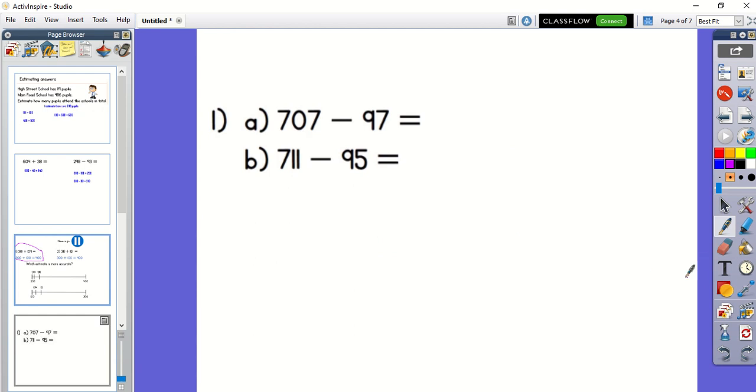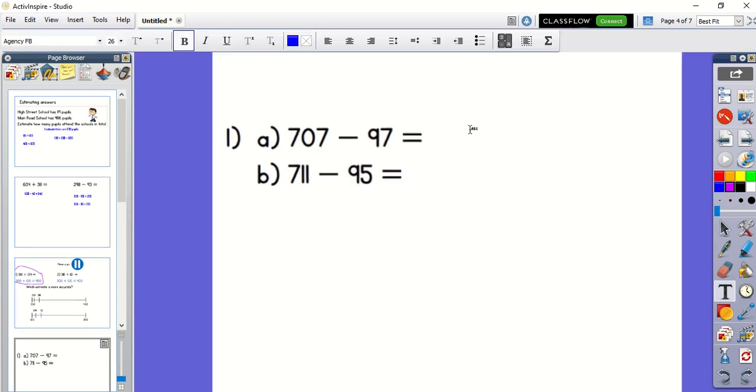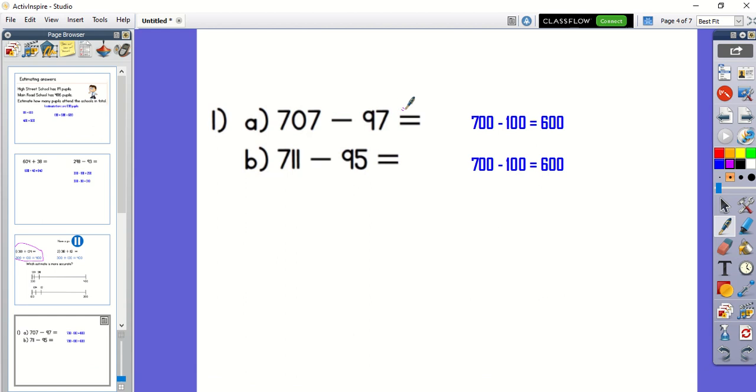And welcome back if you paused. So you should have ended up with 700 take away 100, because they're the two closest numbers, and that gave you 600. With B, you should have also ended up with the same. 700 take away 100 equals 600. As for which is the better estimate, well, 707 take away 97, you've had to do less changes to those numbers than you would have done to 711 and 95. So that means A is the better estimate. Well done if you got that right.